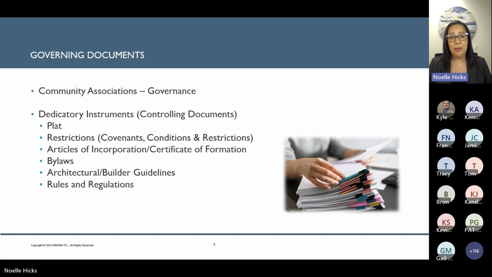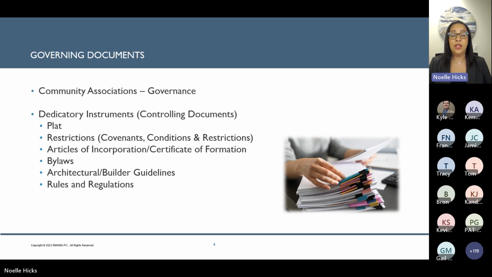Some other governing documents are the articles of incorporation or the certificate of formation. That's how the association itself gets formed, and it most likely is formed as a nonprofit corporation here in Texas. Then also we have the bylaws. And of course, the bylaws are the things that help the board govern themselves. They talk about how the board should hold their member meetings, their own board meetings, how elections should be conducted, and other information like that. So the governance really of the board is contained in the bylaws.